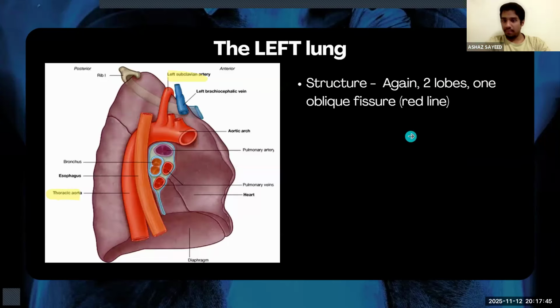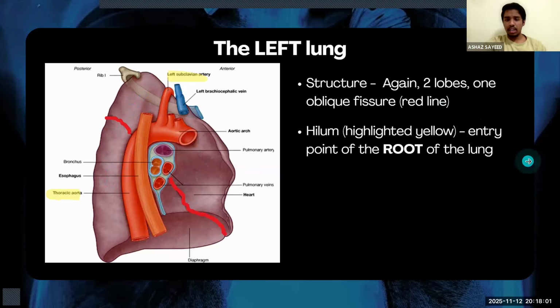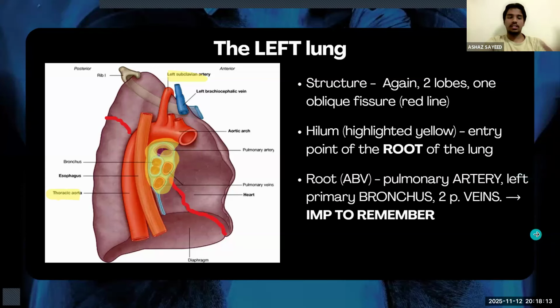So now we'll talk about the left lung. Again, it has two lobes, one fissure. This is your upper lobe, this is your lower lobe, and this red line you see right here is the fissure which separates both. Now, hilum, again, I told you guys, it's the entry point. It's like a doorway to the root of the lung. This thing highlighted yellow, that's the hilum. And what's the root? The root is your artery, your bronchus, and your vein.